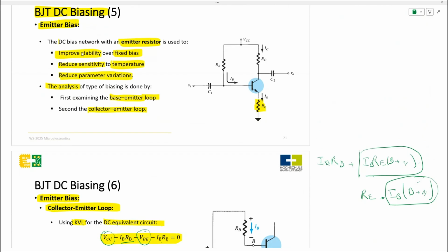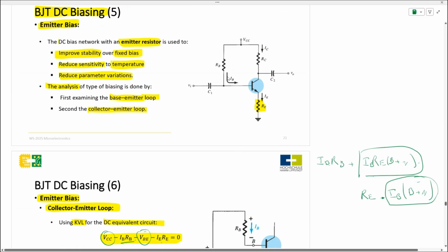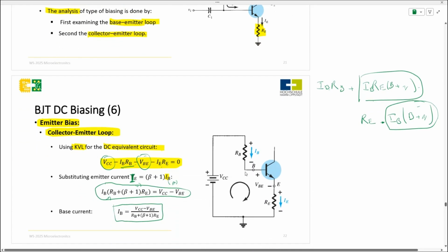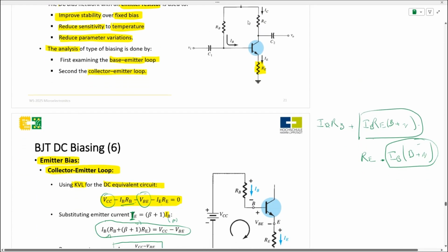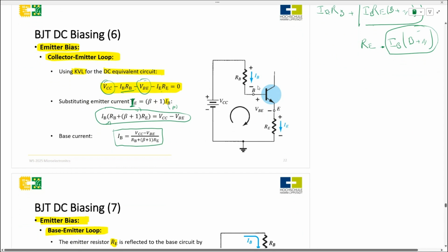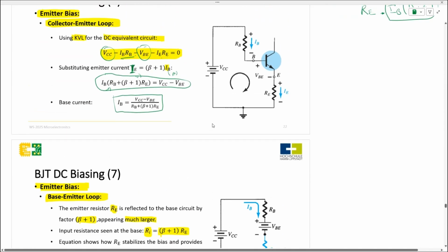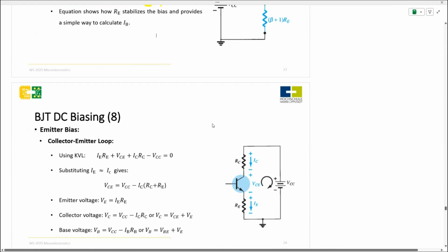So this is our configuration, and this is our base. This is our base and RE. So this is our base and our emitter. This is our base emitter loop. Why did they put it as a collector loop? Yeah, it's okay. Anyway.